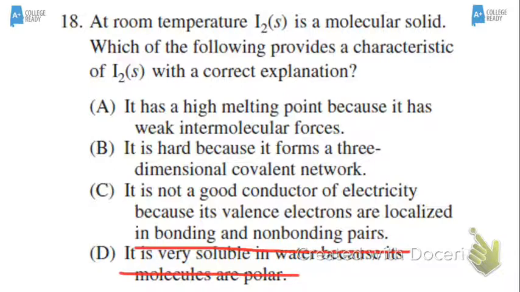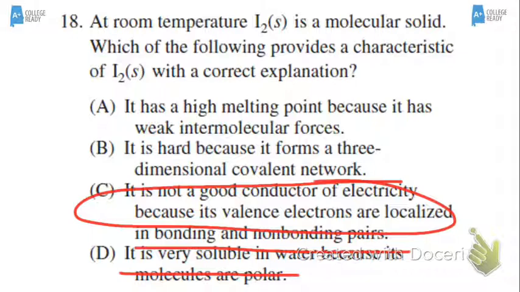It's not a good conductor of electricity because its valence electrons are localized in bonding and non-bonding pairs. So we do know that because iodine is a nonmetal, it should not conduct electricity. So that is true. We should hopefully also know that valence electrons are localized because this is not a metal. Remember, metals have delocalized electrons because they are able to go anywhere and everywhere, and nonmetals, they stay with their atom. So I would hope that you would be able to recognize that C would probably be the right answer.